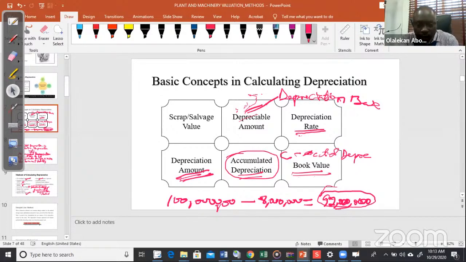Okay? So that's there. Then I have somebody here that says book value represents the net value of an asset after removing accumulated depreciation.